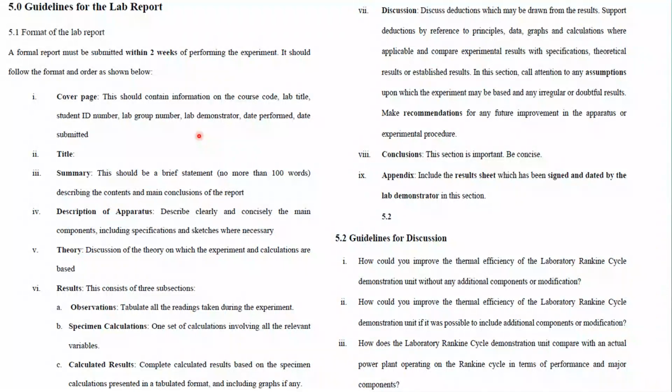So after you complete your entire lab report, you perform your calculations, your analysis, all of this, then you briefly summarize in no more than 100 words the contents of the lab report. Now you go into the description of your apparatus, you put a brief description of the boiler, the turbine, as the case may be. In the theory section, discuss the theory on which the experiment and the calculations are based. Now, the entire experiment and the calculations are based on the Rankine cycle.